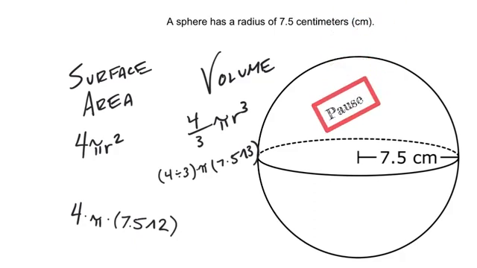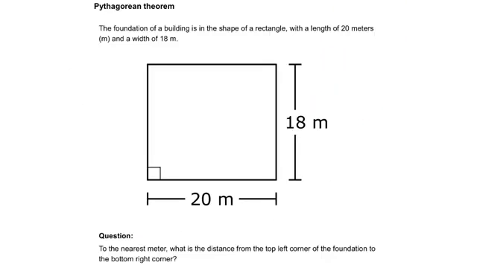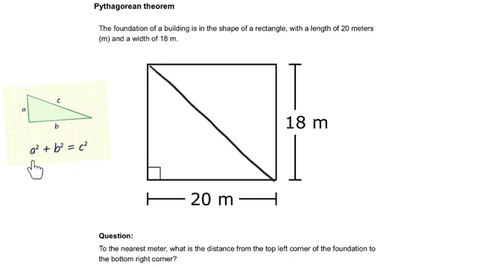Keep an eye out for right triangle applications where you're trying to find a side length. In this case, it's a rectangle, but we're trying to find the diagonal. So we're really breaking this into a right triangle. We need to use the Pythagorean theorem. So 18 is A, 20 is B, and the hypotenuse that we're trying to find is C.